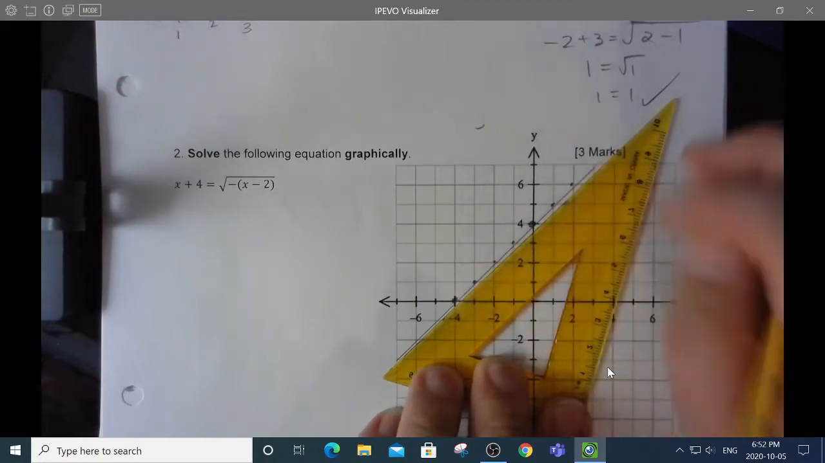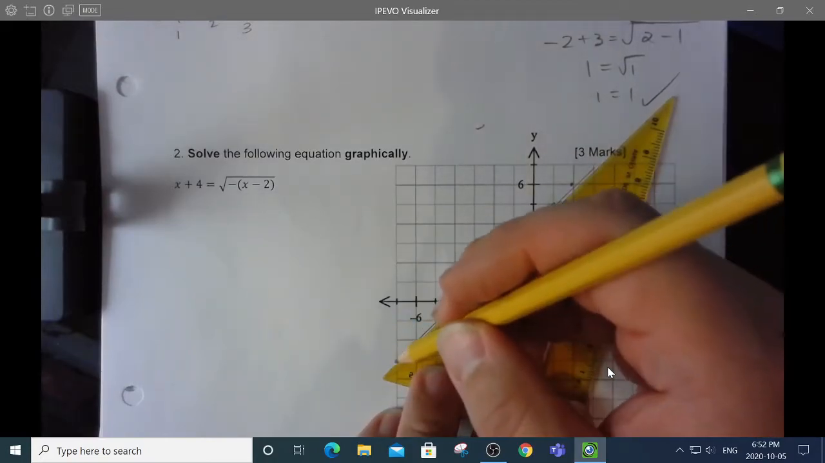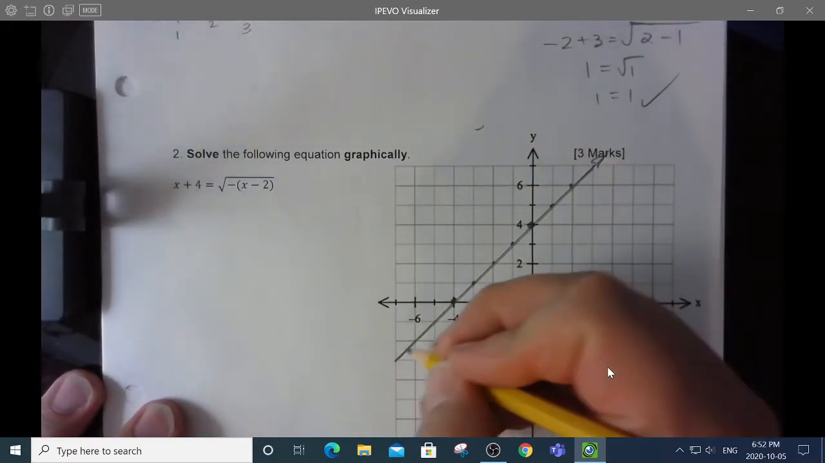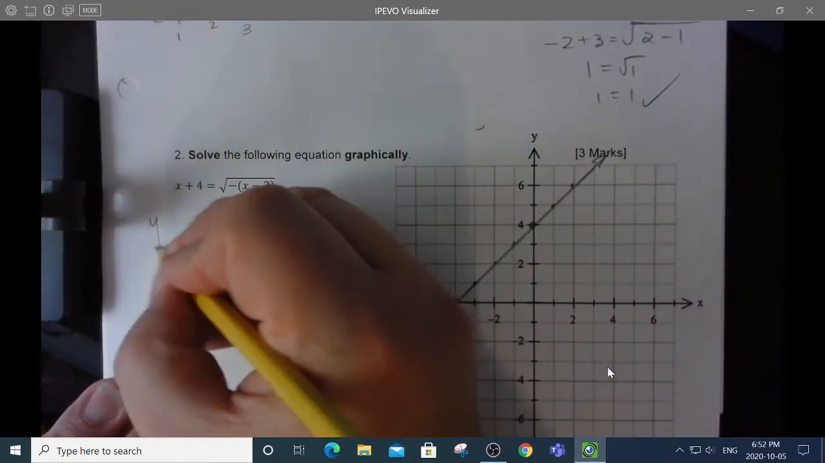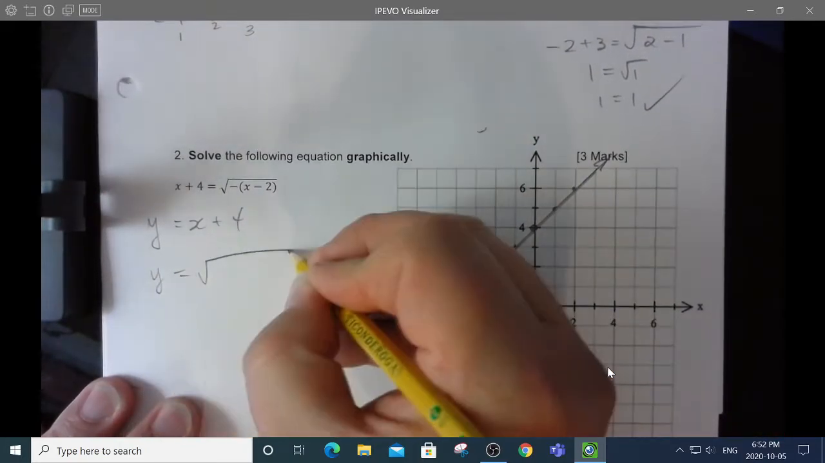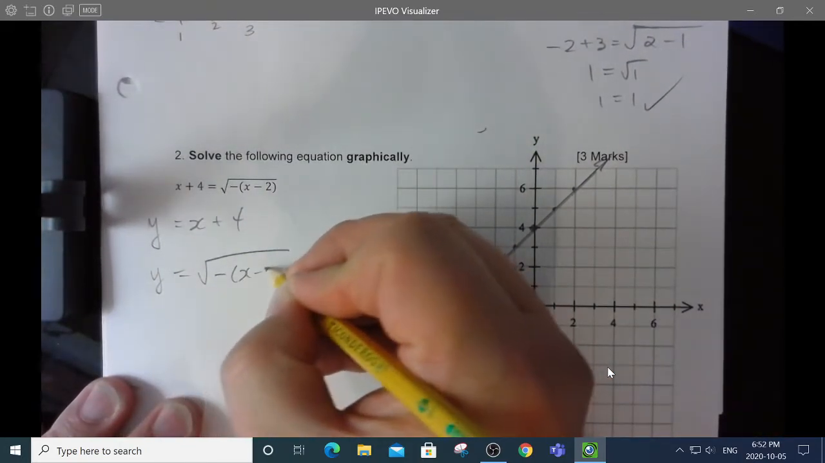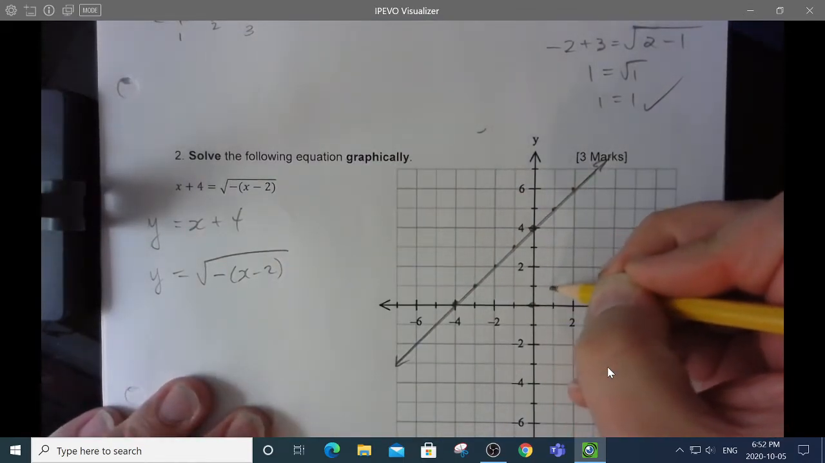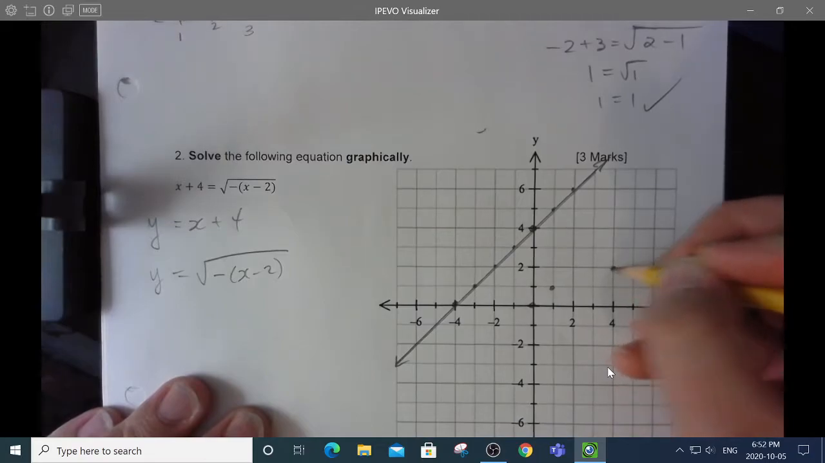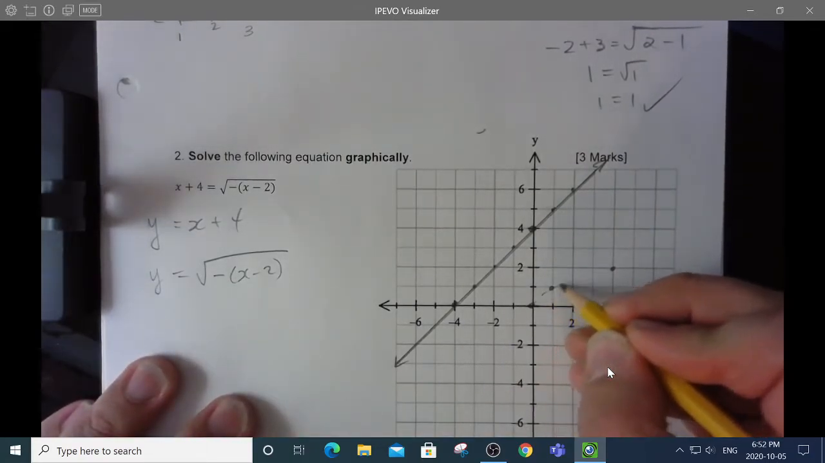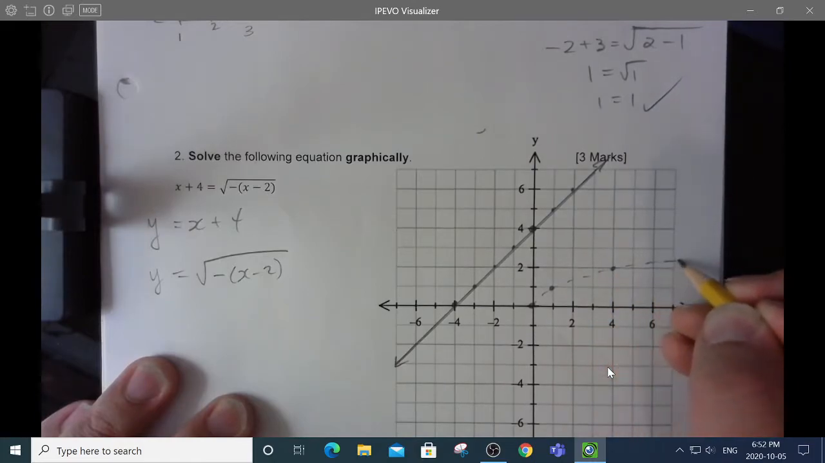Ooh, I'm off there a bit more than I want to be. Let's try that again. There we go. That's close enough. So there's the line y equals x plus 4. Now I'm going to graph the line y equals the square root of negative x minus 2. I'm going to start by graphing my parent function as I usually do. So 0, 0, 1, 1, 4, 2. I don't have enough space to go to 9, 3, so I'll just head that way.